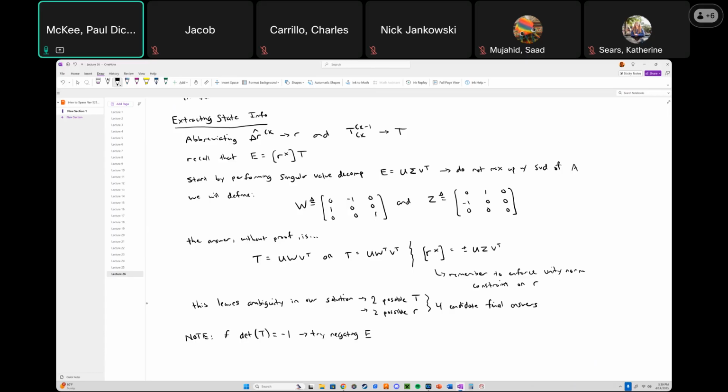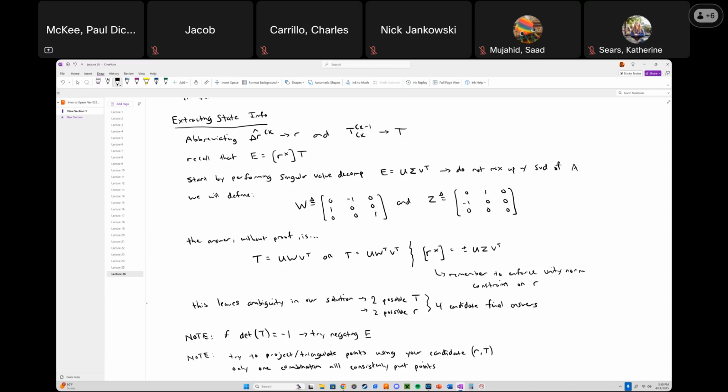Okay. Even so, the way that we would handle our ambiguity is, note, try to project or triangulate points using your candidate R and T. Only one combination will consistently put points in front of your camera.